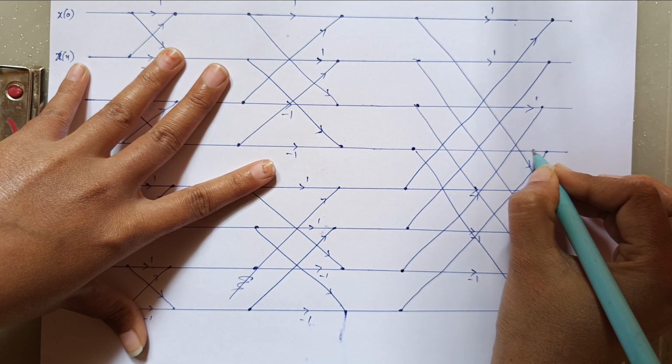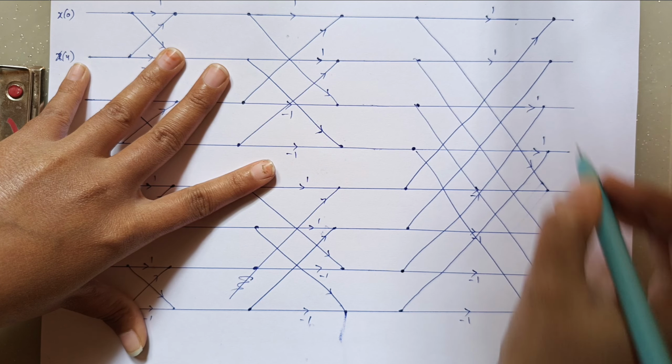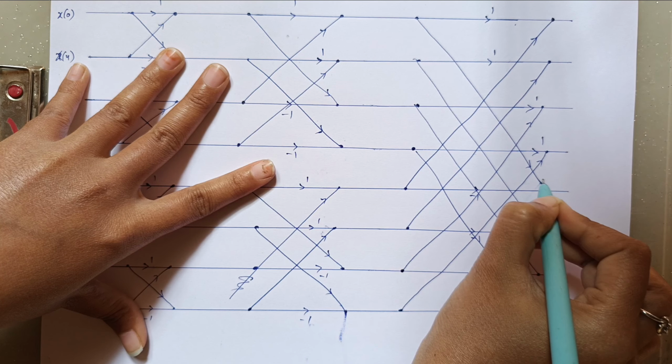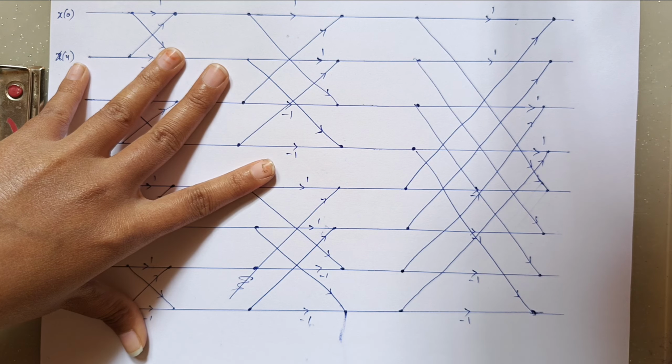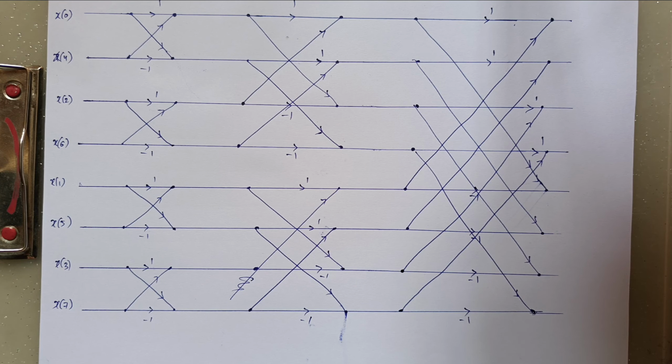And this fourth line is the top, and the last line is the bottom, and the data will flow in the same manner on the butterflies. So we need to draw arrows also. Perfect. So this is the final butterfly diagram. I hope you are able to see it clearly.